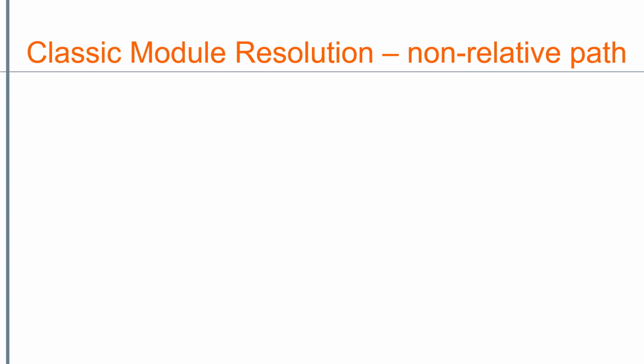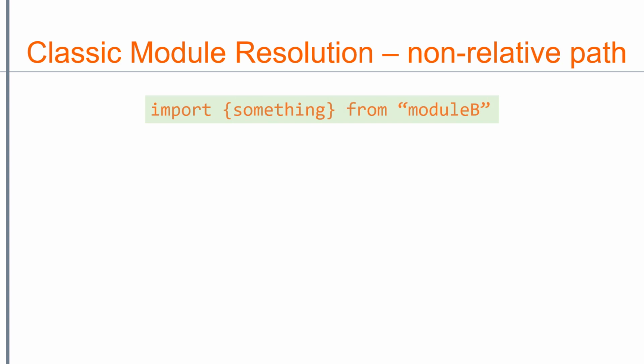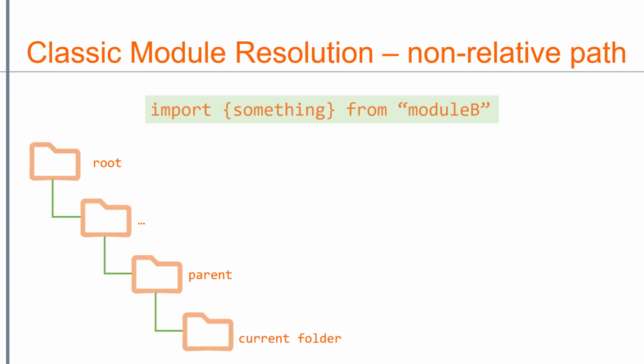Now let's look at how classic module resolution works with non-relative paths. We take the same example where we import something from module B. The TypeScript compiler looks for a TypeScript file called module B in the current folder. If not found, it moves up in the hierarchy one step at a time, looking for the module B TypeScript file until it reaches the root of the folder hierarchy.